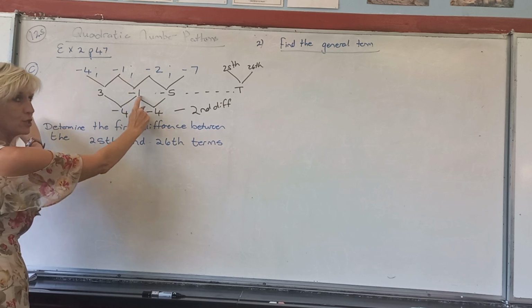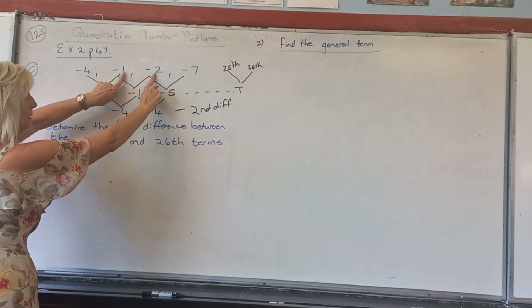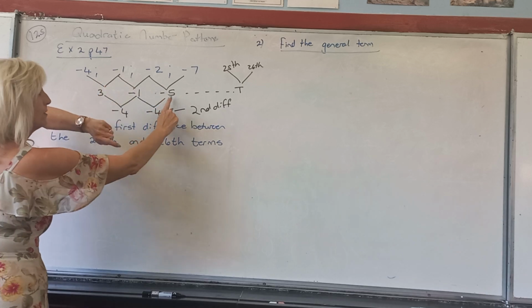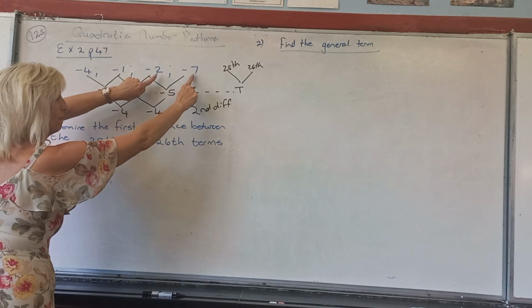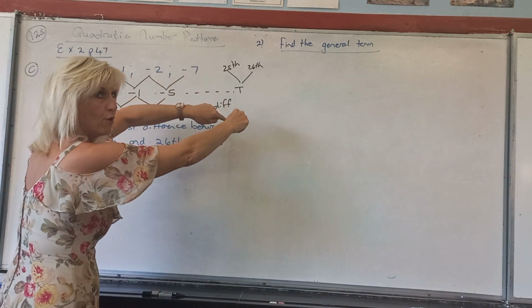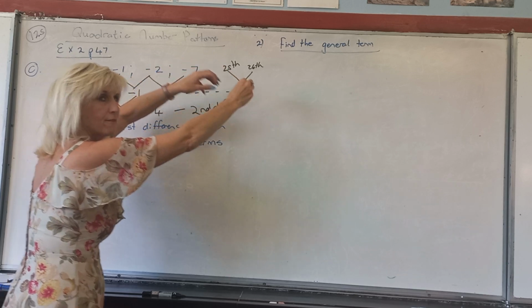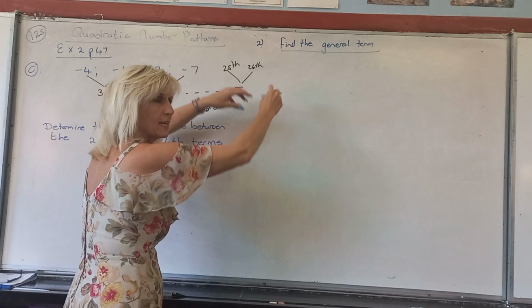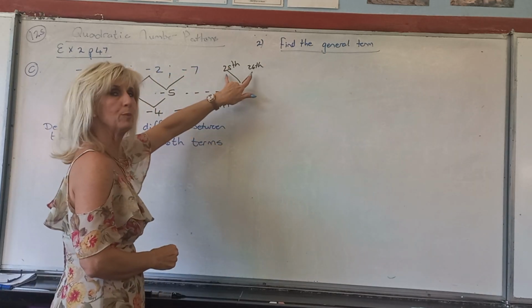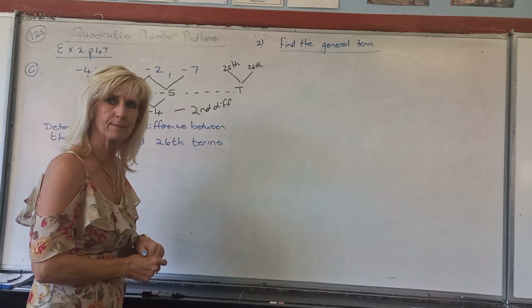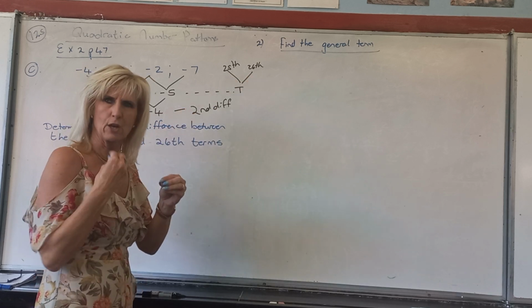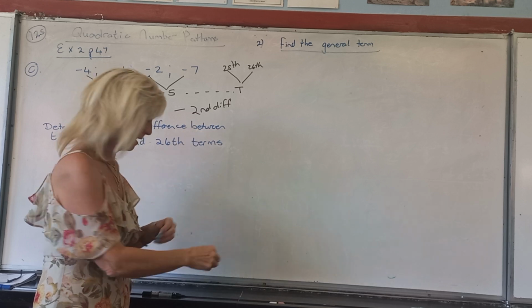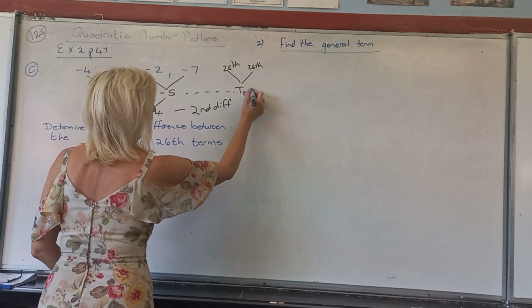This is term number 2, which is between 2 and 3. Term 3 is between 3 and 4. Term 4, 4 and 5. 5 and 6. So what term will be between 25 and 26? 25. Okay, so it's a logical deduction that we're making here. So I know that it's going to be term 25.